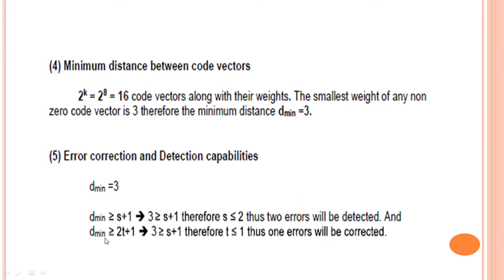And second, we are going to find the number of errors that can be corrected. It's given by the formula d minimum greater than or equal to 2t plus 1. D minimum takes the value 3. We bring the 1 to the other side, so 3 minus 1 becomes 2, which is greater than or equal to 2t. So t takes a value less than or equal to 1. So from this, it is clear that one error can be corrected for this (7,4) linear block code.